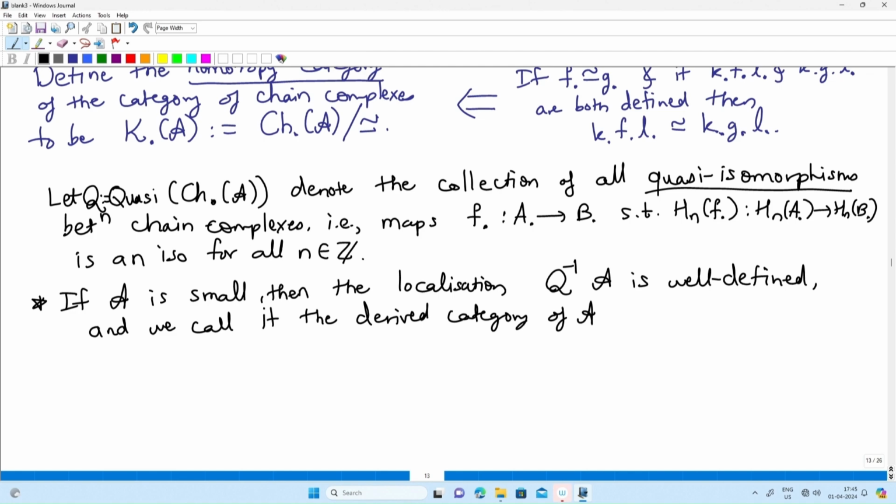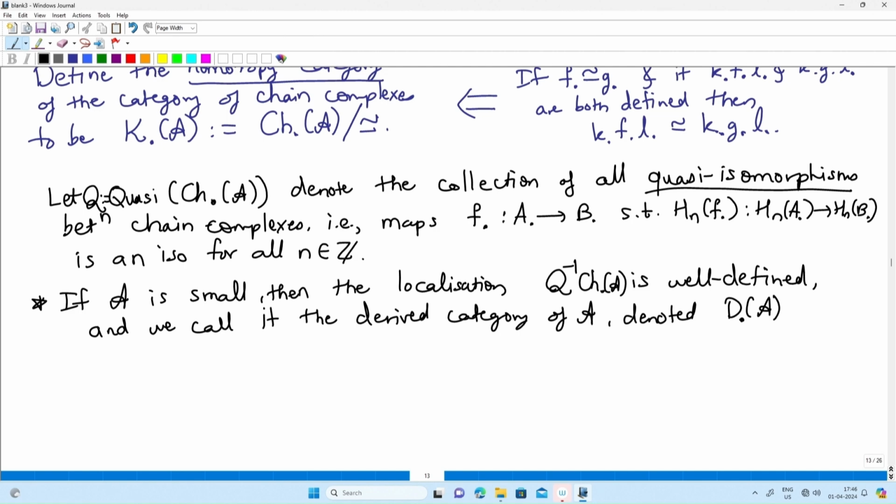Okay, so this is the localization, sorry, I'm not thinking about it properly. This, okay, Q inverse of CH dot A, because we are inverting morphisms from that. Yeah, so this is called the derived category of A, denoted D of A. And we are also going to write the dot at the bottom to denote that this is the homology version, not the cohomology version.